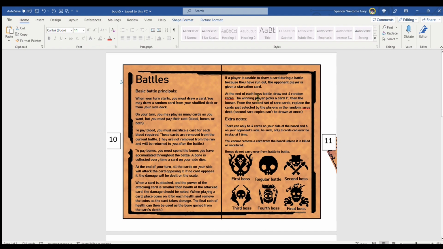At the end of each boss battle, draw out 4 random rares. The winning player picks a card first, and then the loser picks from the second set of rares. Then replace the cards that were just selected by the players in the random rares deck. This basically makes it so that you can't draw 2 of the same rare card at the end of the same battle.